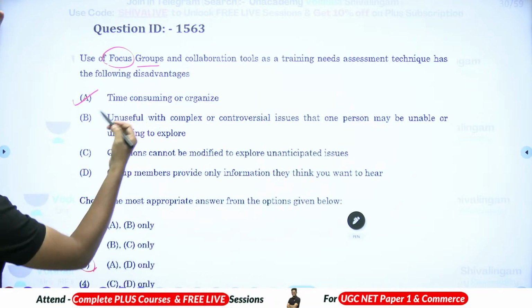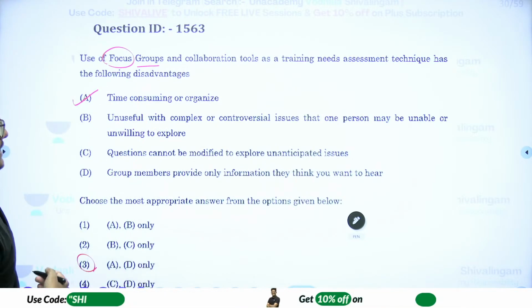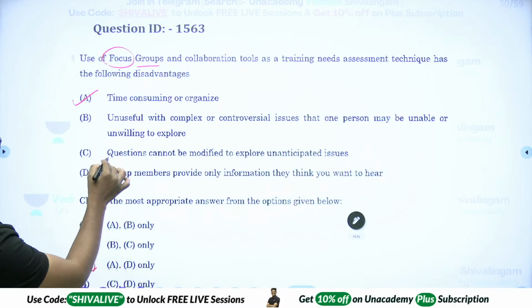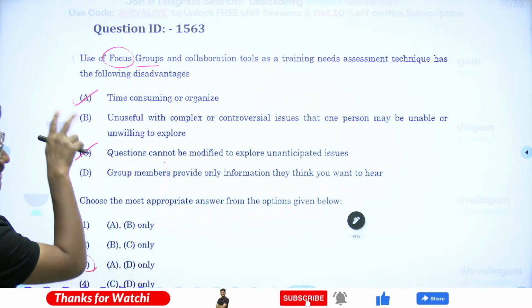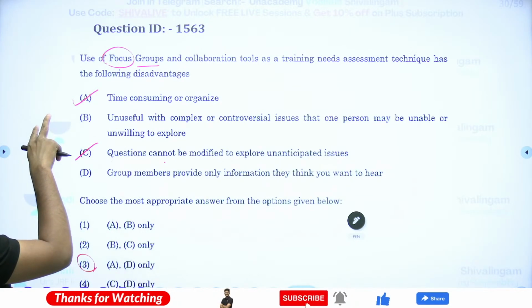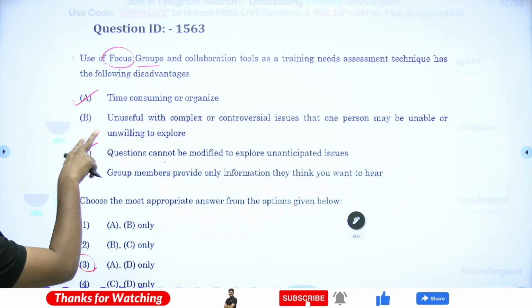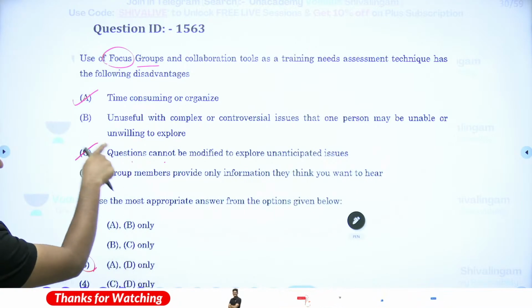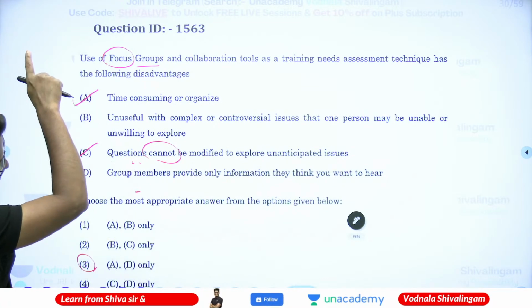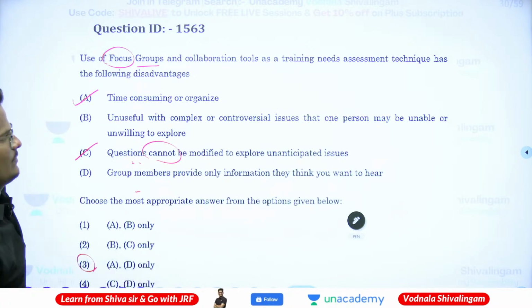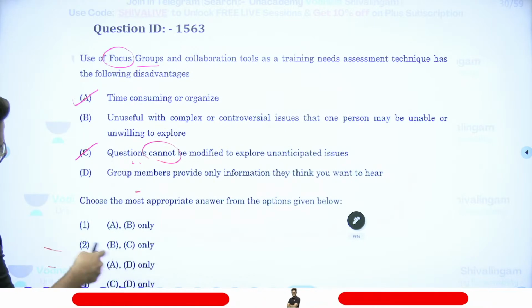Because it is a time consuming process, as training is a time consuming process, as well as questions cannot be modified to explore unanticipated issues. Whatever the advantages were there in the other options became a disadvantage here, negatively put, and whatever the disadvantage was has been taken over here. Training is a time consuming process.